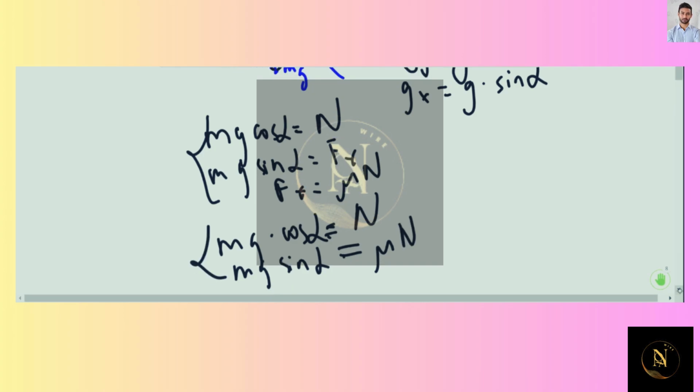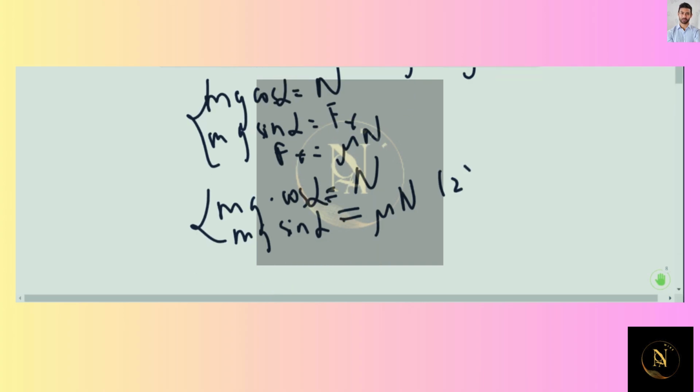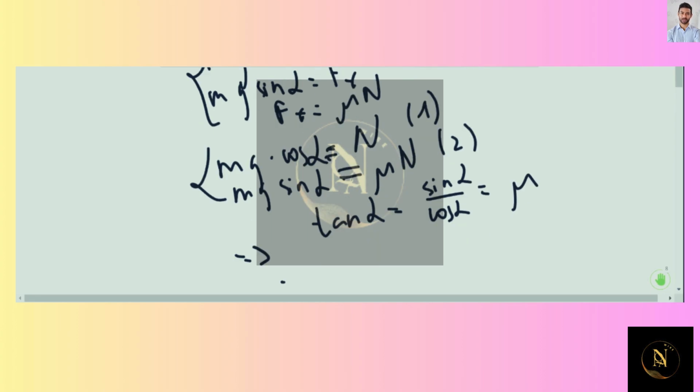So let's divide the second equation by the first equation. So tangent alpha, which is sine alpha over cosine alpha, equals mu. So therefore, mu equals tangent alpha, and alpha equals arctangent of mu, or arctangent of 0.58.